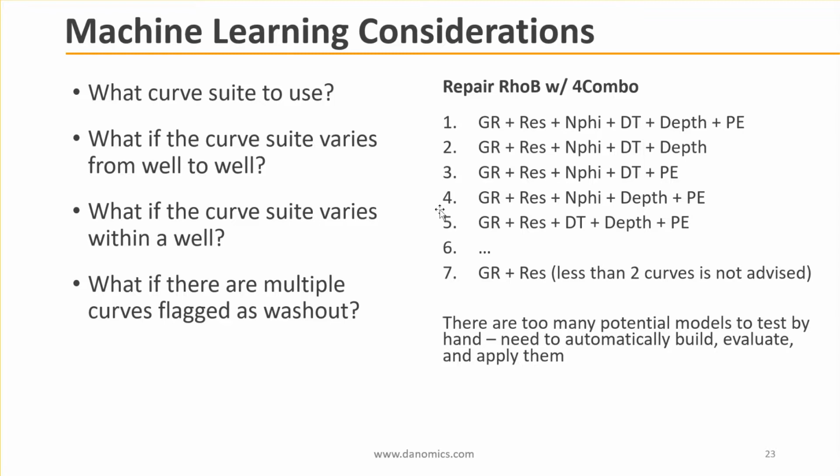And remember, there are a lot of potential variations that you can use. If we think about trying to repair a standard density curve with a quad combo, we can use all the available curves, or we can use only one or two of the curves if we want to. For most of these, there are somewhere between 30 and 40 different combinations that you may want to test. We do that automatically for you in Danomics behind the scenes. But for a lot of you that aren't using our software, you probably have to do this manually.